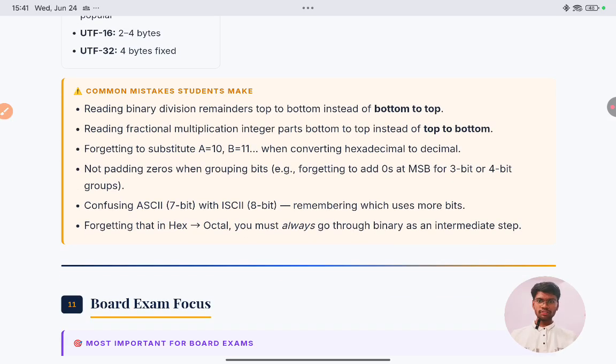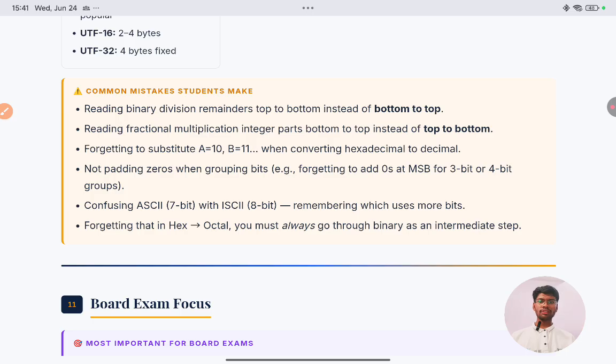Some common mistakes students make: reading binary division from top to bottom instead of bottom to top, and fractional multiplication from bottom to top instead of top to bottom. Remember that rule, and how to read left to right and right to left, as I taught. Sometimes leading and trailing padding zeros, what MSB and LSB are, and conversion steps. Hex to octal, you must go through binary. Octal to hex, you must go through binary as an intermediate step.